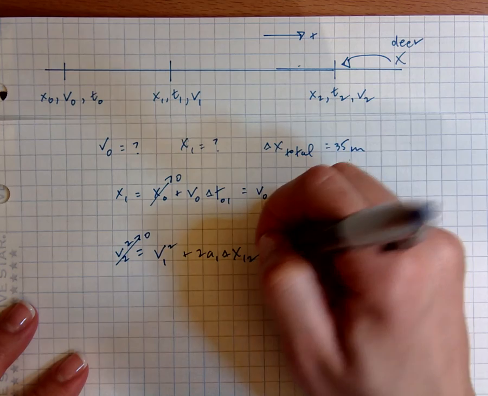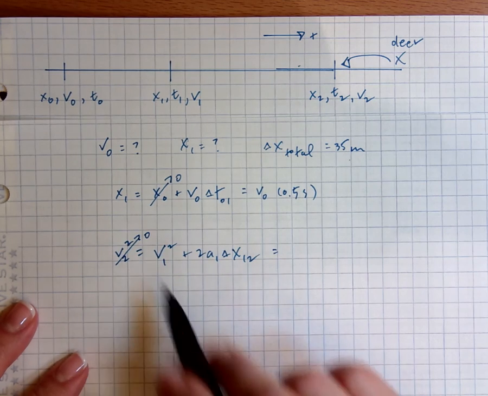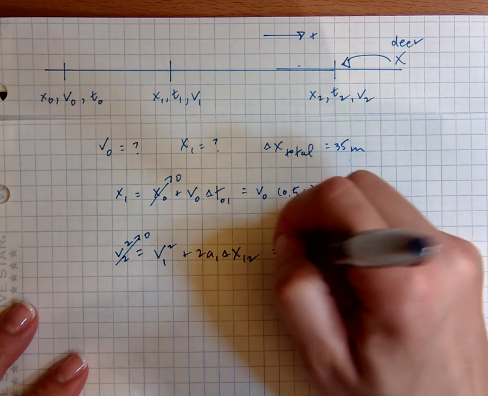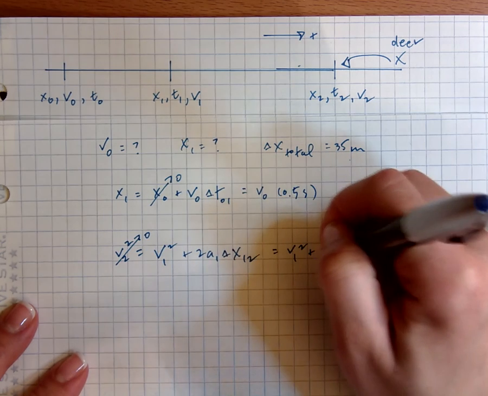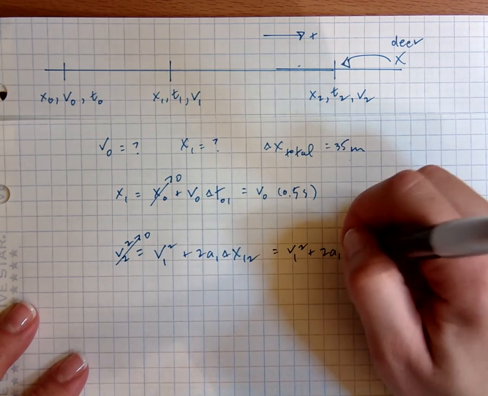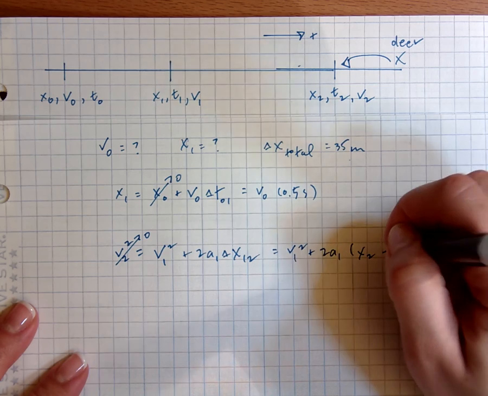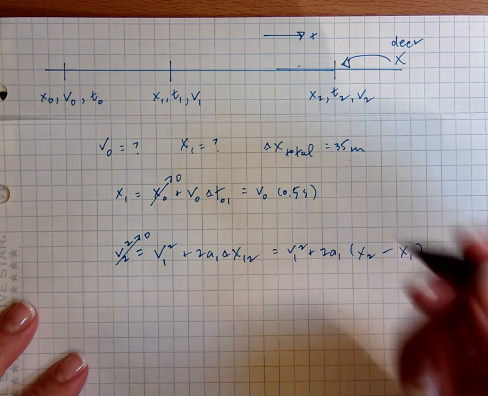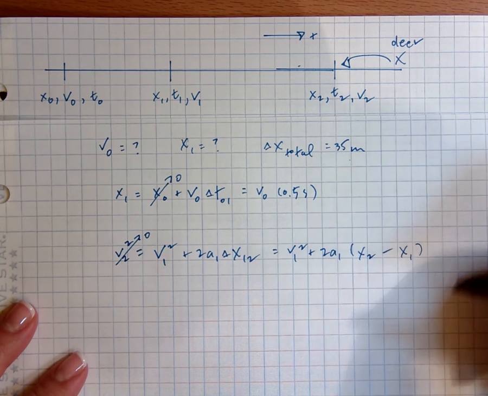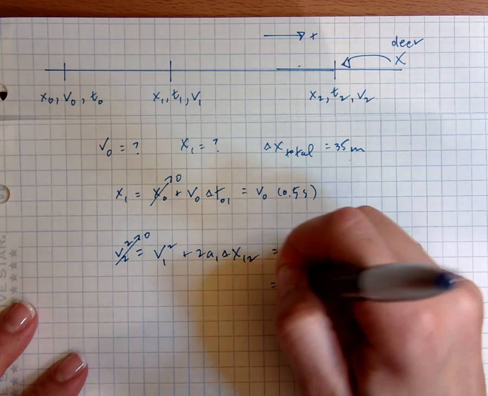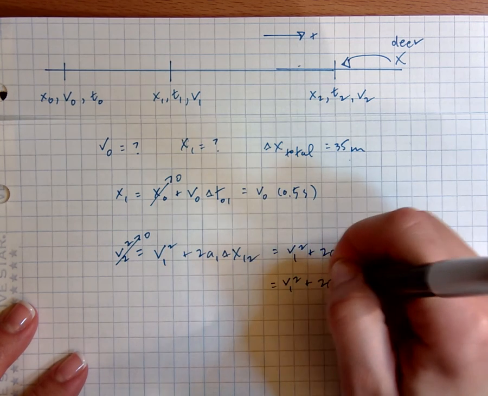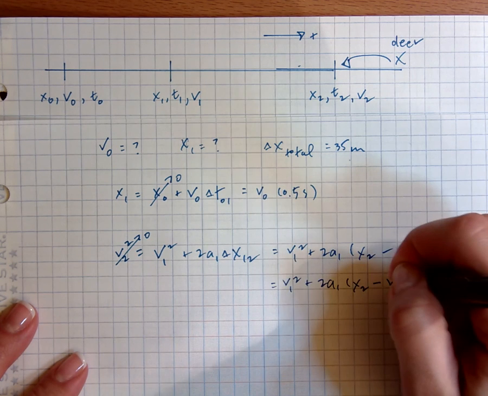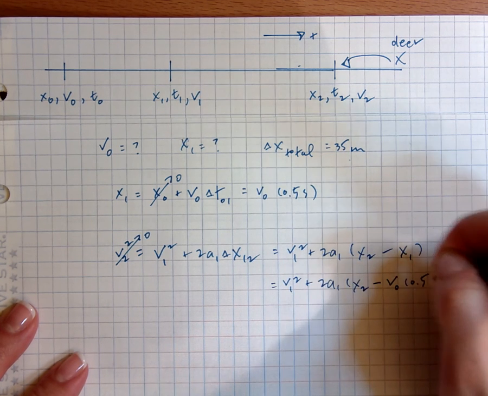Also, I'm going to write this out because I have an expression for x1. Is x1 somewhere in this equation? It is: v1 squared plus 2a1 times what? x2 minus x1. So let's plug in because we have an expression for x1. So we have v1 squared plus 2a1 times x2 minus v initial times 0.5 seconds.